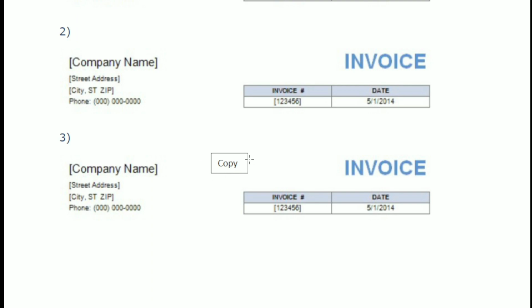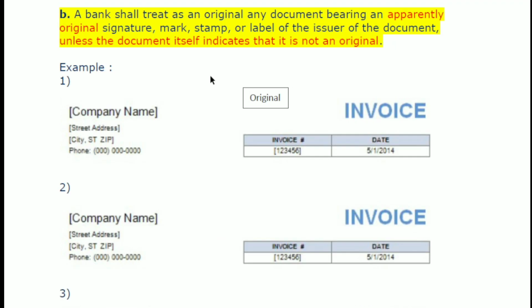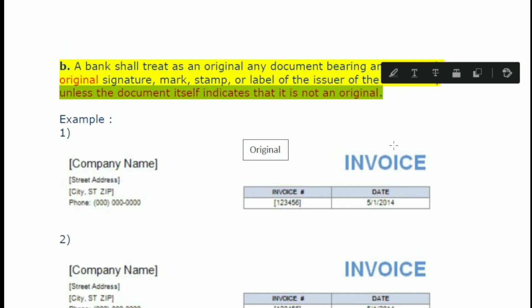Now refer to the third image of the invoice. Here the word copy is written on the top instead of original. So even if there is any original signature, mark, stamp, or label present on the document, it still cannot be treated as original. It should be treated as a copy only. This is the meaning of the last line of point number B, which has been highlighted in red.